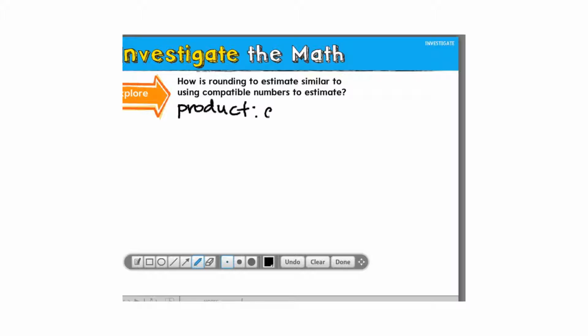The product is the answer to a multiplication question. You write everything I write.